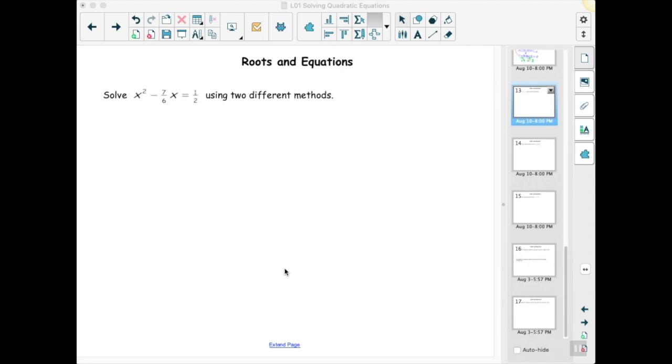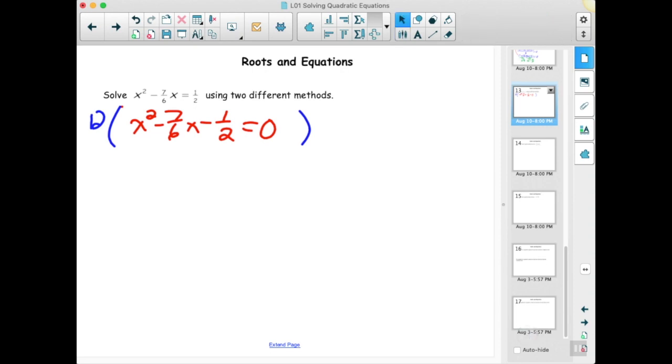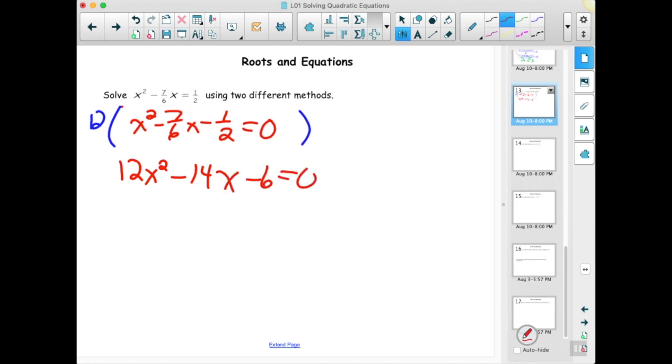Okay, we're back. First thing I'm going to do with this is I'm going to bring the half over. Minus the half is 0. And what I'm going to do right now is I'm going to multiply everything by 12 so I can clear those fractions out of there. And that is going to give me 12x squared minus 14x minus 6 is 0. Now let's just check. 12 times 1, 12 divided by 6 is 2, 2 times 7 is 14, 12 divided by 2 is 6.